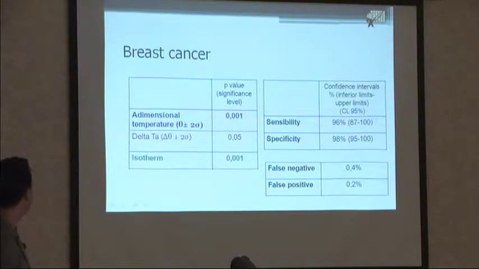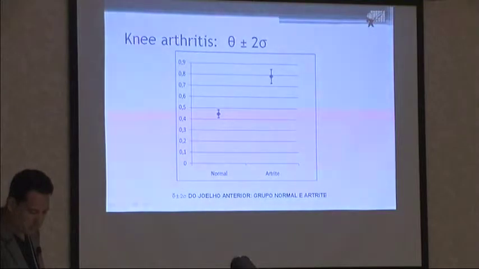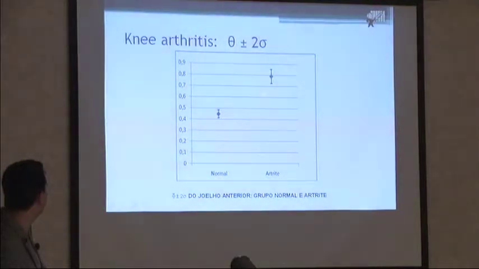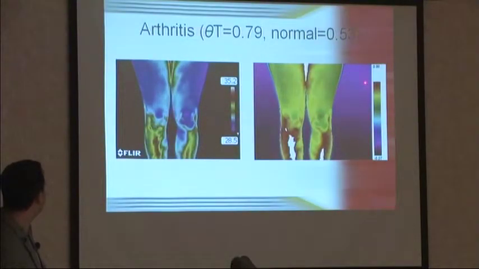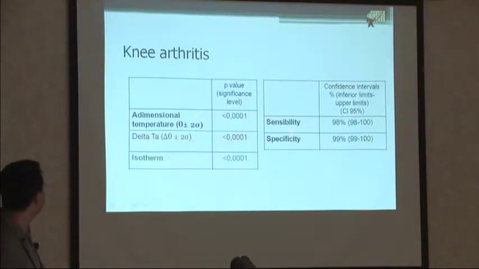Okay, for our results, we have a good significance level for dimensional temperature, delta T, and isotherm, and a sensitivity of 96 and specificity of 98 for breast cancer using this method. For knee arthritis, we also find a great difference between normal and arthritis, 0.8 and here 0.4. Also for delta T, here normal, here with the isotherm, and then find the knee arthritis with a sensitivity of 98, specificity of 99%.